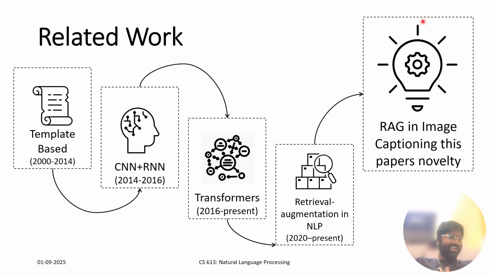Coming to the literature survey of image captioning, in the 2000s image captioning was heavily template based. For an image, there would be predefined templates which are automatically filled out based on object recognition or other techniques. From 2014, we have CNN plus RNN techniques, which can fill out captions without using any templates. And from 2016, we started using transformers. Until now, we are still using transformers. The novelty in this paper is to use the retrieval augmentation that came in NLP for image captioning.